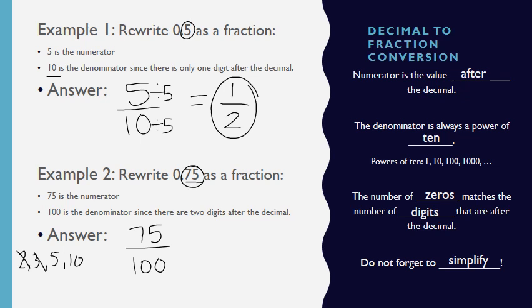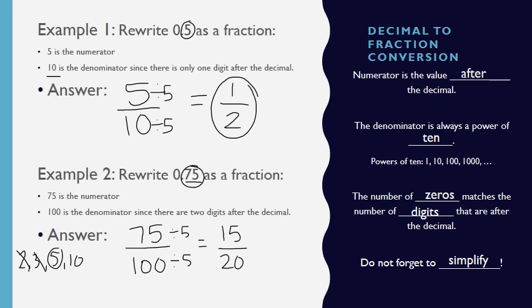Can we divide by 5? Yes, we can divide by 5, because it ends in a 5 and a 0. 75 divided by 5 is 15. Then 100 divided by 5 is 20.